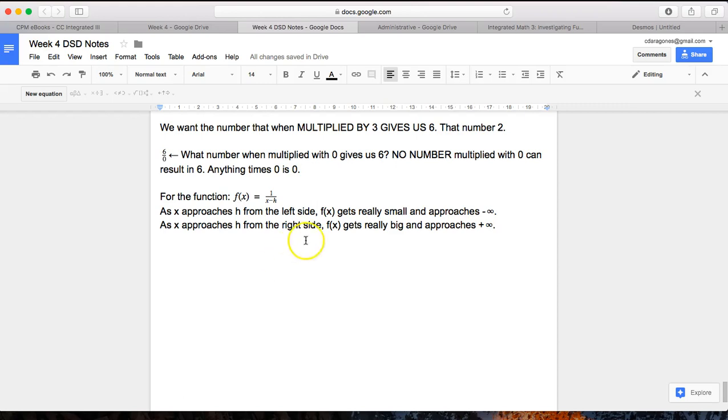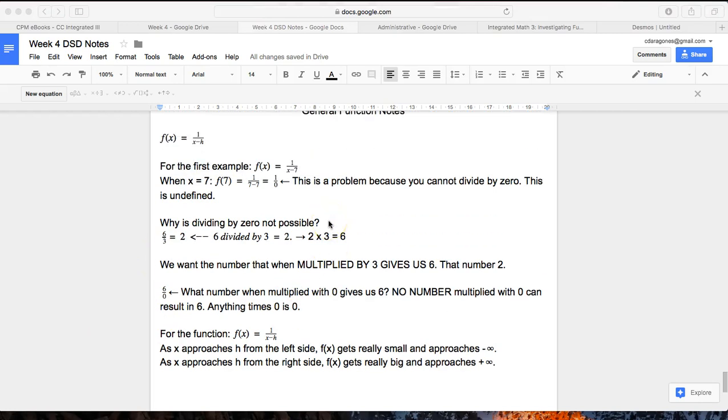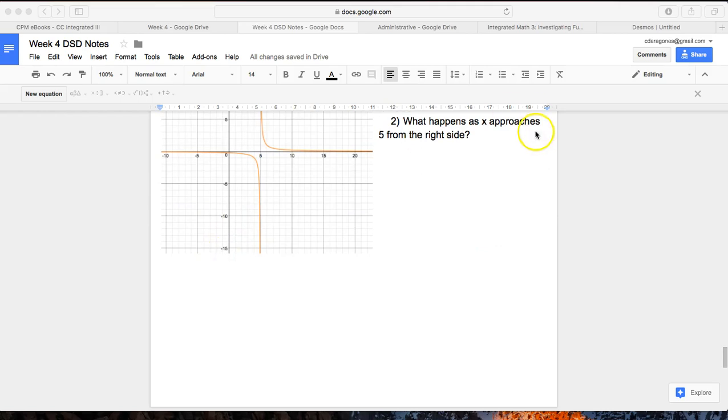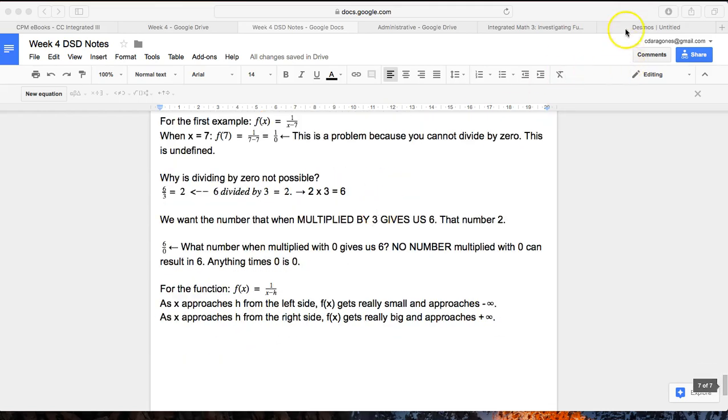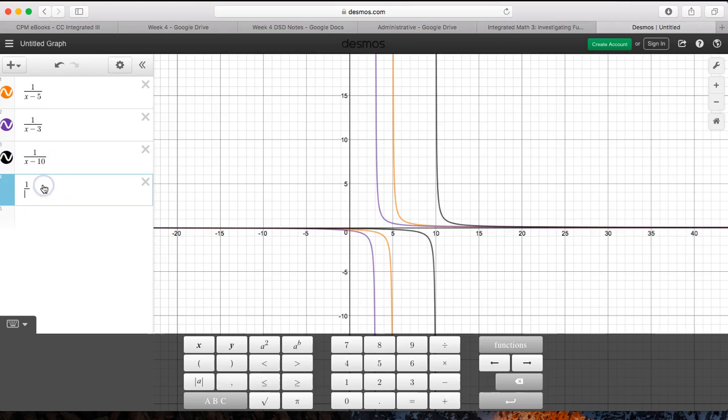Okay, so we observe that for a general function, whatever h is, whether it's 7, whether it's 5, it could be 10, 12, we can try all sorts of different types of h's. So we could do 1 over x minus 3, 1 over x minus 10, 1 over x minus 12. Whatever h is, we have this general shape for the function.